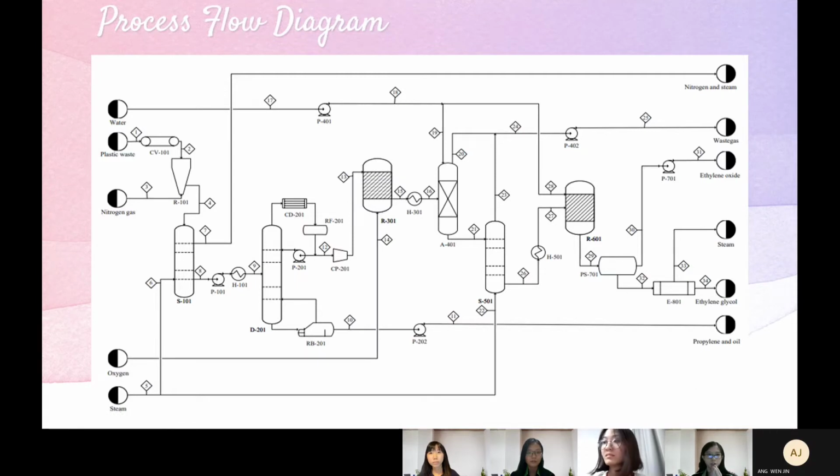Next, we have the process flow diagram of this entire project. As shown, water, plastic waste, nitrogen gas, oxygen, and steam are the input streams served for the entire process, while the nitrogen and steam, waste gas, ethylene oxide, steam, ethylene glycol, and propylene and oil are the output streams served for this process. The product, ethylene glycol, exits via stream 34 as shown.